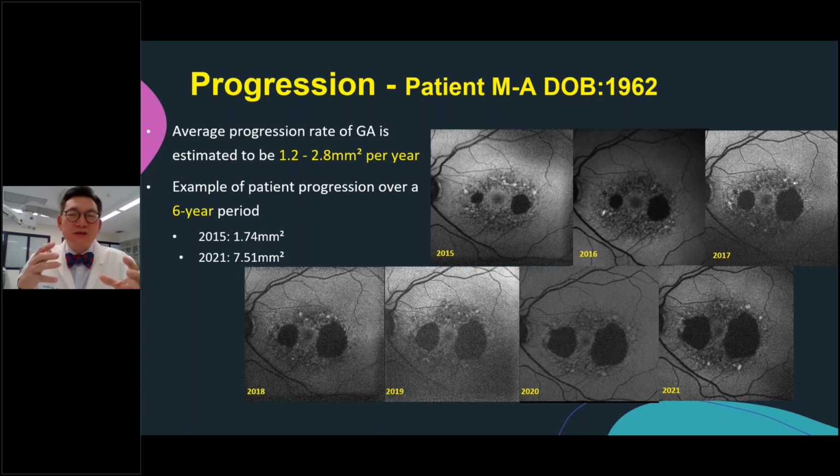So the challenge will be to stop geographic atrophy occurring in the first place, but as I'll show you, our treatments are aimed at slowing the enlargement or the progression of geographic atrophy.